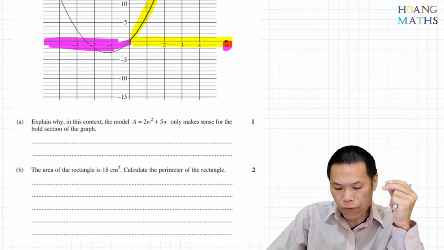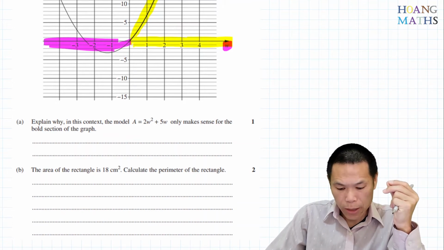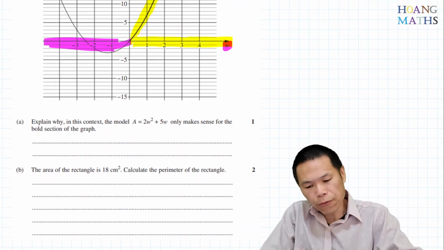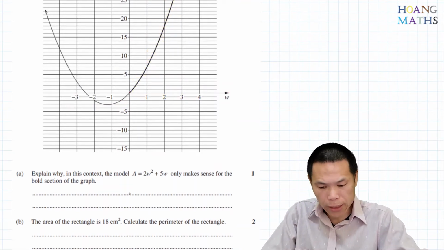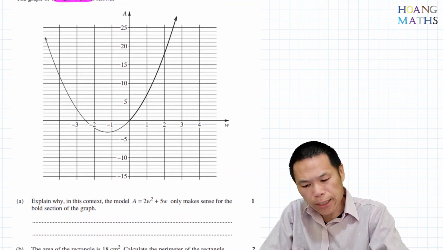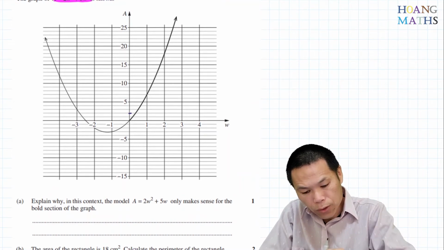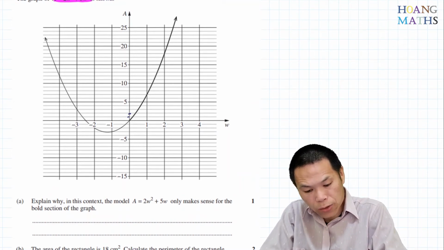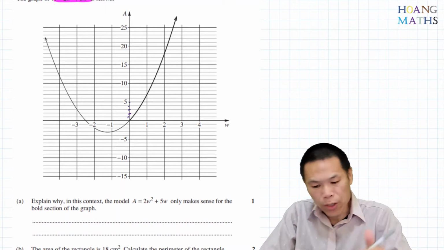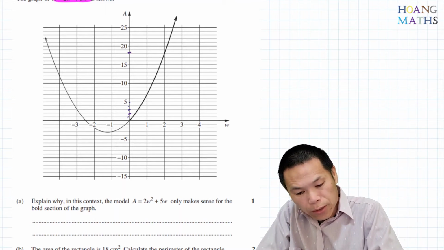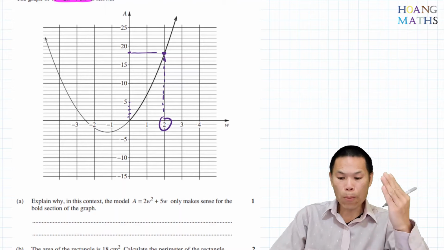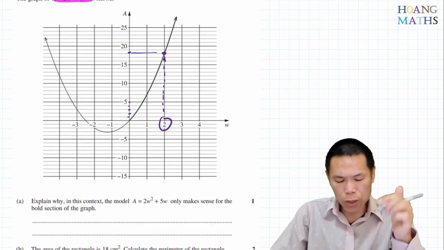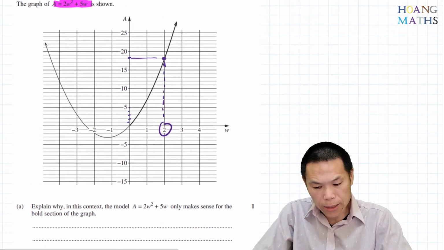The area of the rectangle is 18 square meters, so we need to find the perimeter. First of all, we need to look at the graph. When it's 18 square meters, that means A is equal to 18. It goes up by 1, 2, 3, 4, 5. Okay, go up by 1. So 18 will be here. So here, it gives this. So W is equal to 2. Therefore, we know that W equals 2 when A is 18.